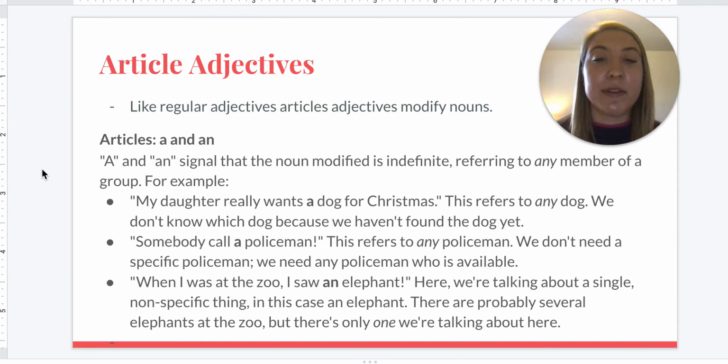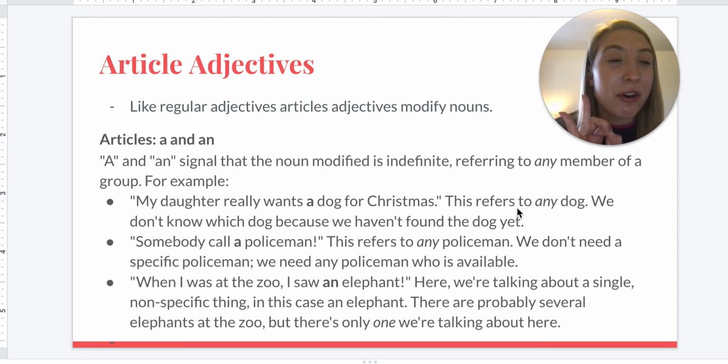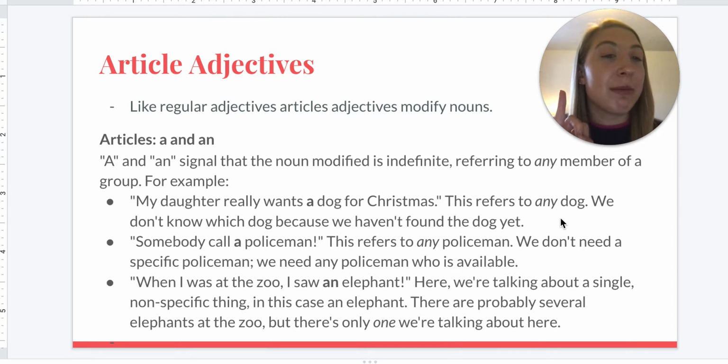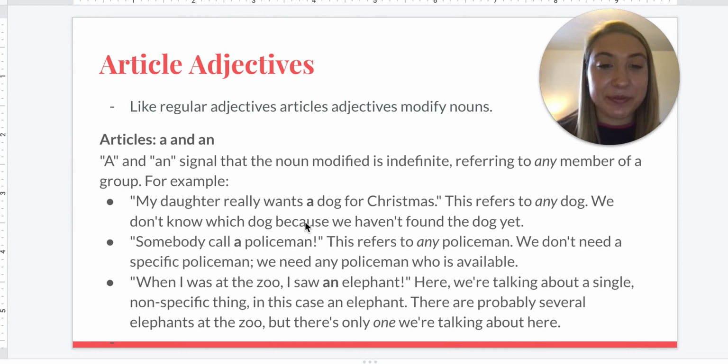So for example, if I said, my daughter really wants a dog for Christmas, I see a right here. It's modifying the noun dog. Dog is singular. Dog is non-specific because they could be referring to any dog. We don't know which one they're talking about, if they're talking about a certain breed or a certain dog. And it starts with a D, which is a consonant, which means it's going to begin with A.